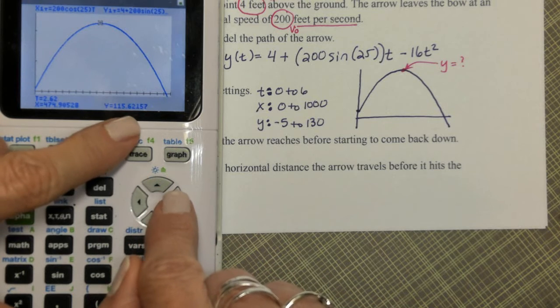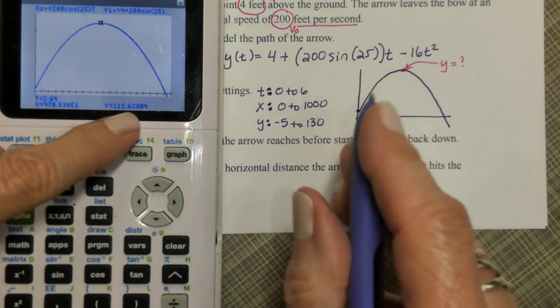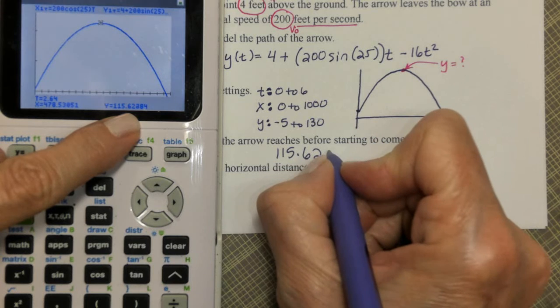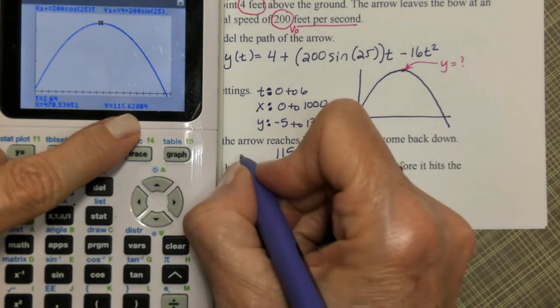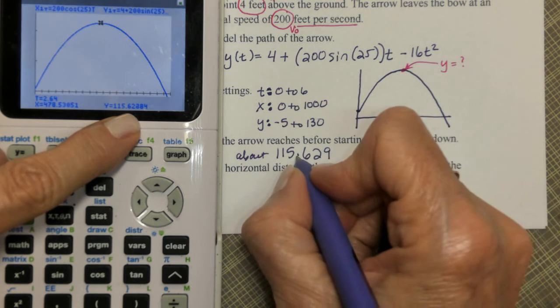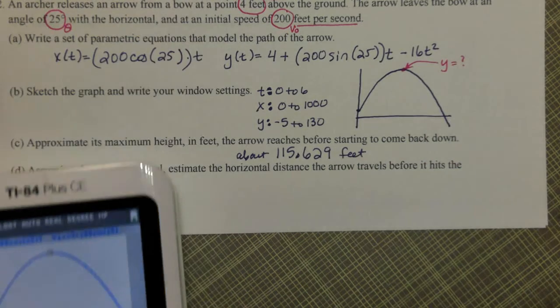Oh, I started to come back down. Let's see. 626, 628, 627. So 628 here. So 115.6288. So I'm going to round that to a 9. So about 115.629 feet. About.